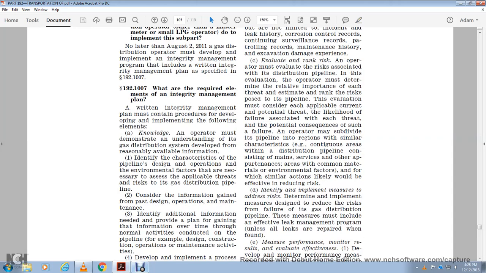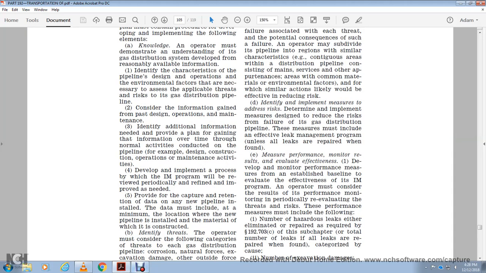Determine and implement measures designed to reduce the risks from failure of its gas distribution pipeline. These measures must include an effective leak management program, unless all leaks are repaired when found. Measure performance, monitor results, and evaluate effectiveness. Develop and monitor performance measures from an established baseline to evaluate the effectiveness of the IM program. An operator must consider the results of its performance monitoring in periodically re-evaluating the threats and risks.